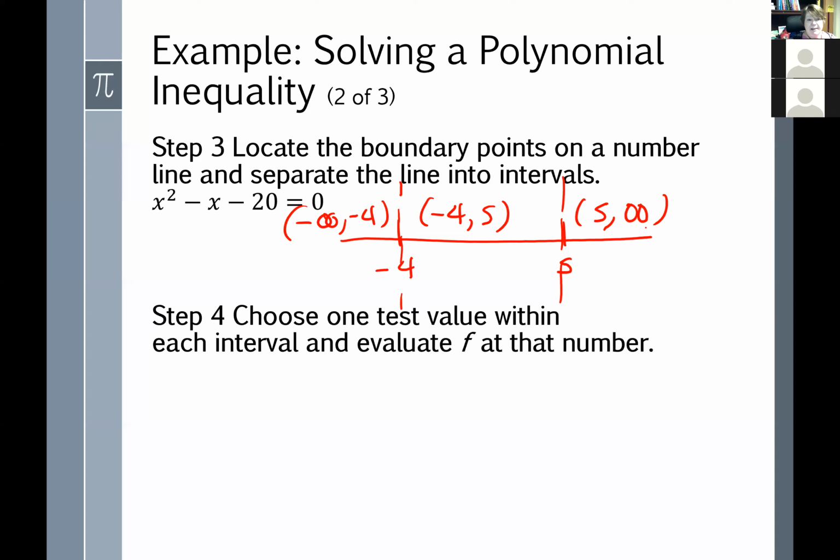And then I pick test points in each of these intervals. So go to the first interval. Give me a number that's less than -4. I'm going to pick -5. Then go into the interval between -4 and 5. Pick a number that's between -4 and 5. I'm going to pick 0. And then pick a number that's bigger than 5. I'm going to pick 6. I'll put those up here. And then you are going to evaluate your function at each of these values to see if it's positive or negative. So here are my intervals.